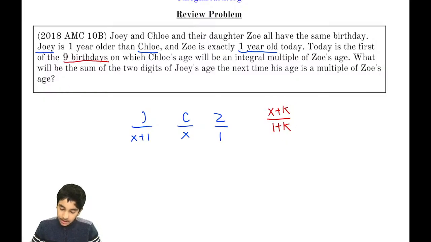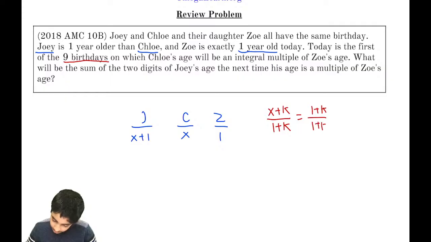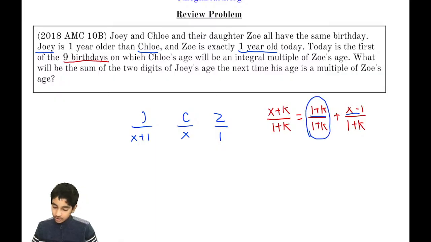So now what can we do? If there are exactly 9 values for when this will be an integer, how can we figure out what those 9 values are? Well, here's a clever trick to doing this problem. We can notice that this is equal to (1 plus k) divided by (1 plus k), plus (x minus 1) divided by (1 plus k), right? Because x plus k is 1 plus k plus x minus 1. So we can clearly see that (1 plus k) over (1 plus k) is an integer.